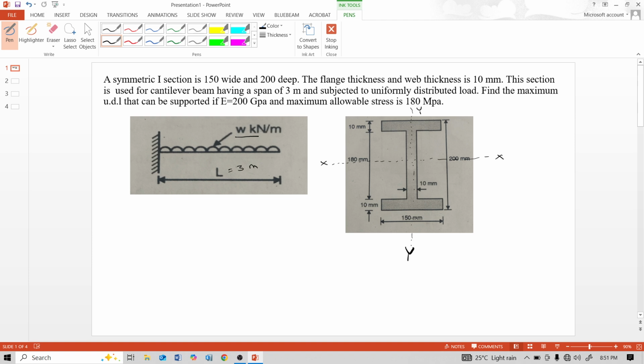Width of this I section is 150 mm, depth 200 mm. The thicknesses are the same. Top flange thickness is 10 mm, bottom flange thickness is also 10 mm, and web thickness is also 10 mm. This section is used for a cantilever beam. Span of the cantilever beam is 3 meters, subjected to uniformly distributed load, and we have to find the maximum uniformly distributed load. E is equal to 200 GPa, and the maximum allowable stress they have given us in the numerical is 180 MPa. So first write the data.